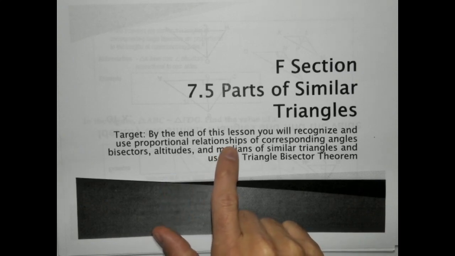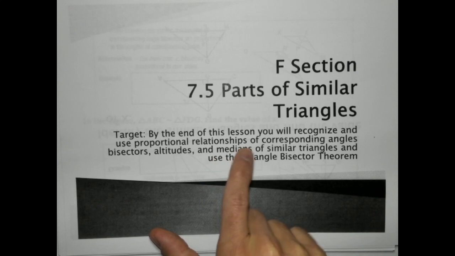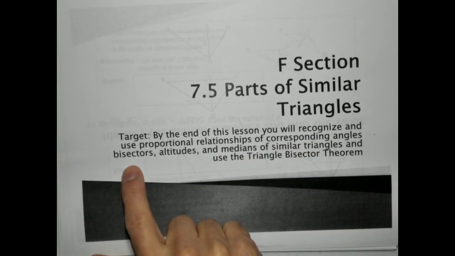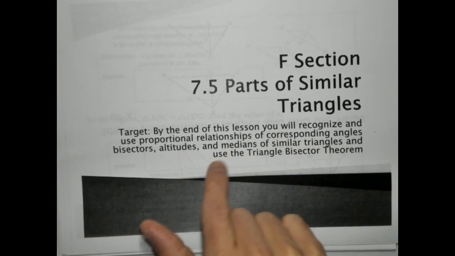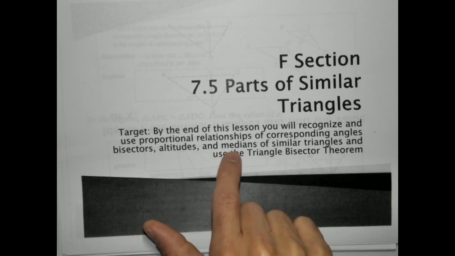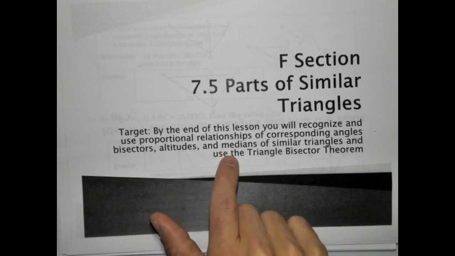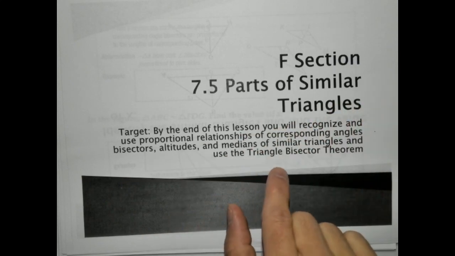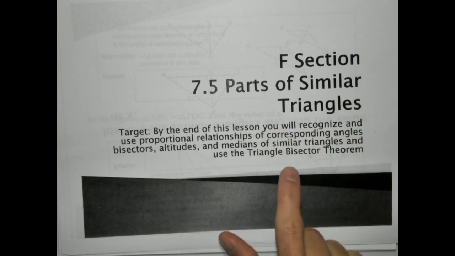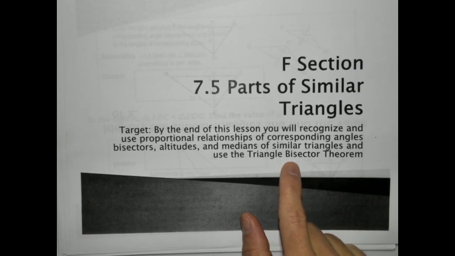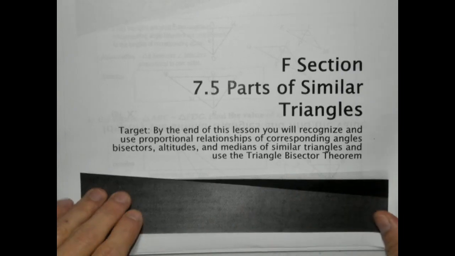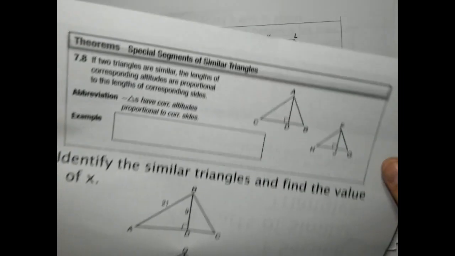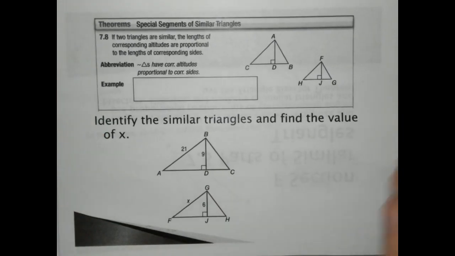So by the end of the lesson, you will recognize and use proportional relationships of corresponding angles, bisectors, altitudes, and medians of similar triangles. Now this median term is not the median you're thinking of. It's a different one. And also being able to use the triangle bisector theorem, which we've actually already used in a previous section, just because I threw it in there. Anyway, let's get through the first of the theorems.